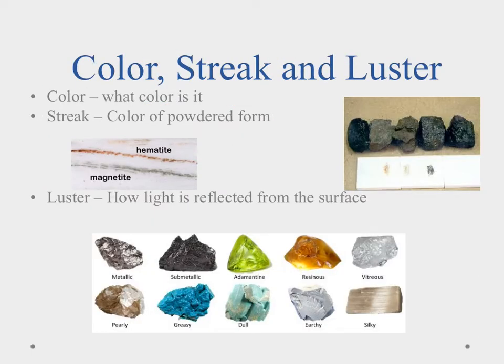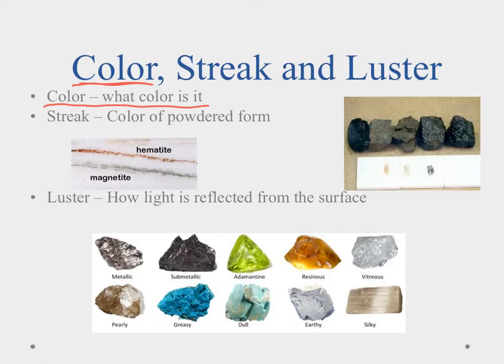Okay, so the first property we want to talk about is color. And color is simply what color is the mineral that we're trying to identify. Color is probably the worst trait to look at because you can have a little bit of impurities, and those impurities will change the color of the mineral. So we generally try not to use color. It's a good starting point, but it's not something that's going to be really good to use.